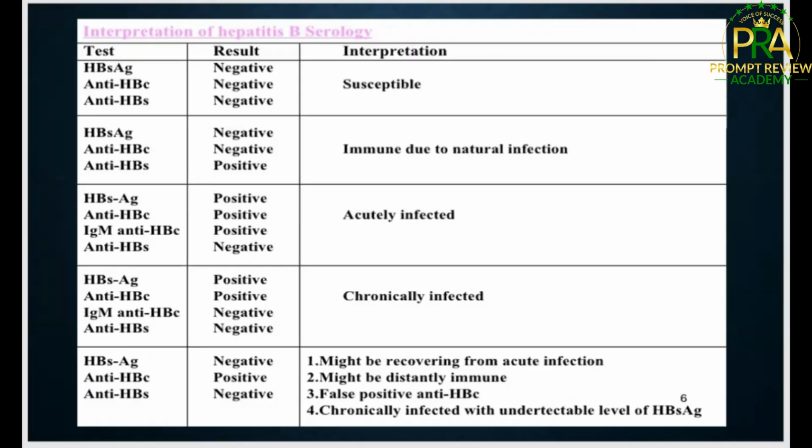If the hepatitis B surface antigen is negative, the antibody to the hepatitis B core is negative, and the antibody against hepatitis B surface is positive, then the person has immunity, or they have had a natural infection. I know it's confusing, but just look at it again and again, and you can master it.